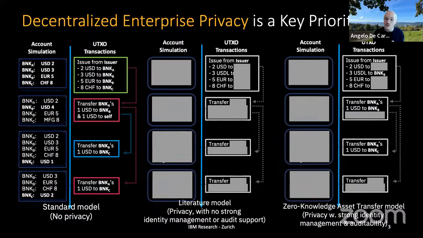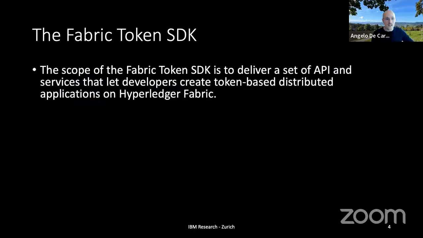So every time we change the requirements, we have to rewrite the application. So definitely this was not a goal for us. We wanted to be able to reuse the same API no matter your requirements or the specific requirements for the use case. So that's the reason why the Fabric Token SDK was born.